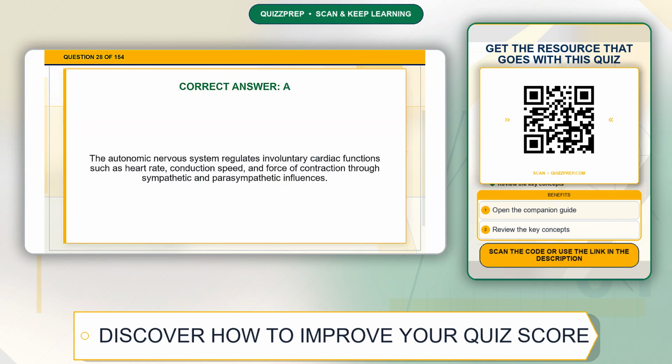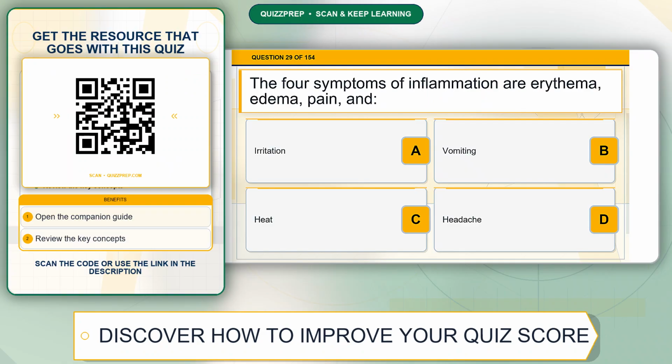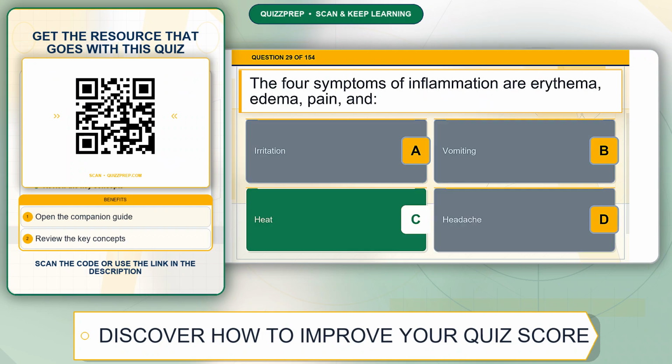Explanation: the autonomic nervous system regulates involuntary cardiac functions such as heart rate, conduction speed, and force of contraction through sympathetic and parasympathetic influences. Question 29. The 4 symptoms of inflammation are erythema, edema, pain, and Option A, irritation. Option B, vomiting. Option C, heat. Option D, headache. The correct answer is option C, heat.